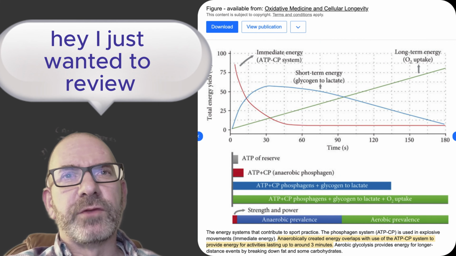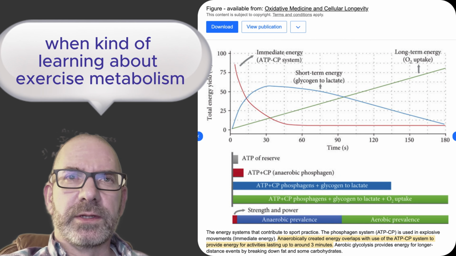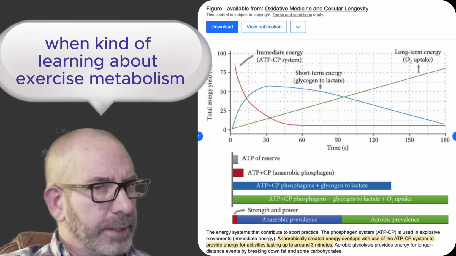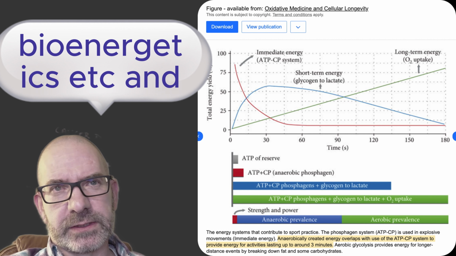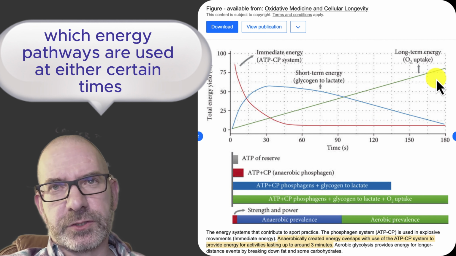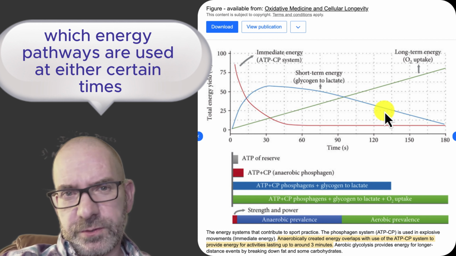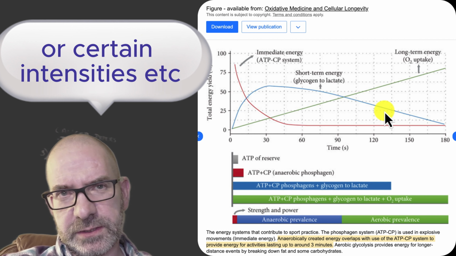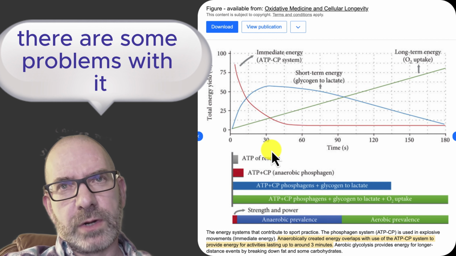Hey, I just wanted to review a misconception that you may see when learning about exercise metabolism, bioenergetics, etc., and which energy pathways are used at certain times or certain intensities. This graph gets used quite a bit. There are some problems with it.